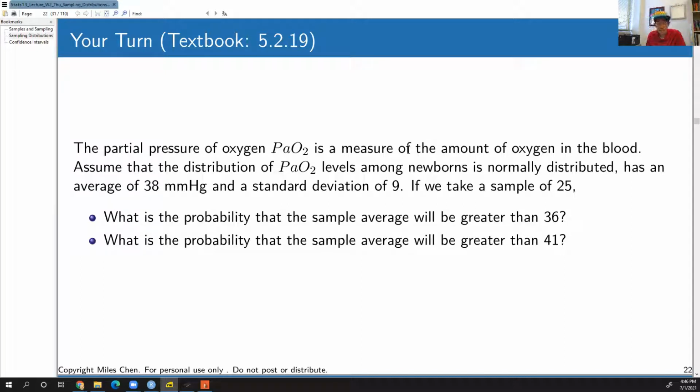Let me go ahead and give you guys a problem to try out first. We'll say the partial pressure of oxygen has a certain mean and standard deviation. We're going to take a sample size of 25, and we want you guys to take a minute and try out this first problem. What's the probability that the sample average will be greater than 36?